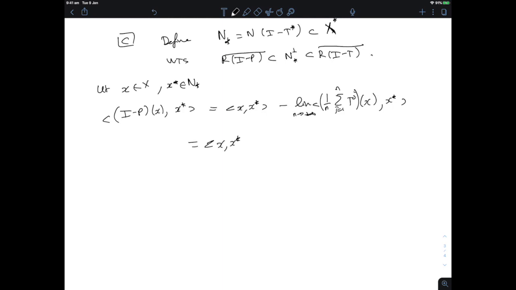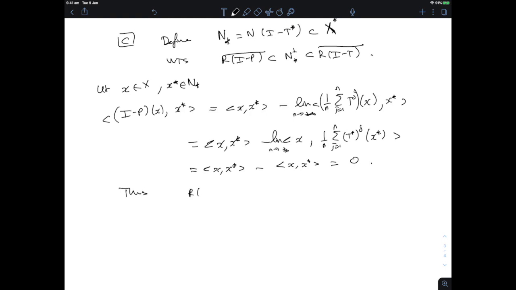Now I can pass to adjoints, and I get minus x, there's a limit here, 1 upon n sum j equal 1 to n of t star j applied to x star. Okay, but x star is in the null space of identity minus t star. So t star j of x star is nothing but x star. So this entire thing is just x star minus x star. It's actually true for every n. You don't even need to pass to the limit. So this has to be 0. So we've proven that the range of identity minus p is certainly in the perp of n star. And so you can pass to closure. The perp is always closed, and you have this inclusion.